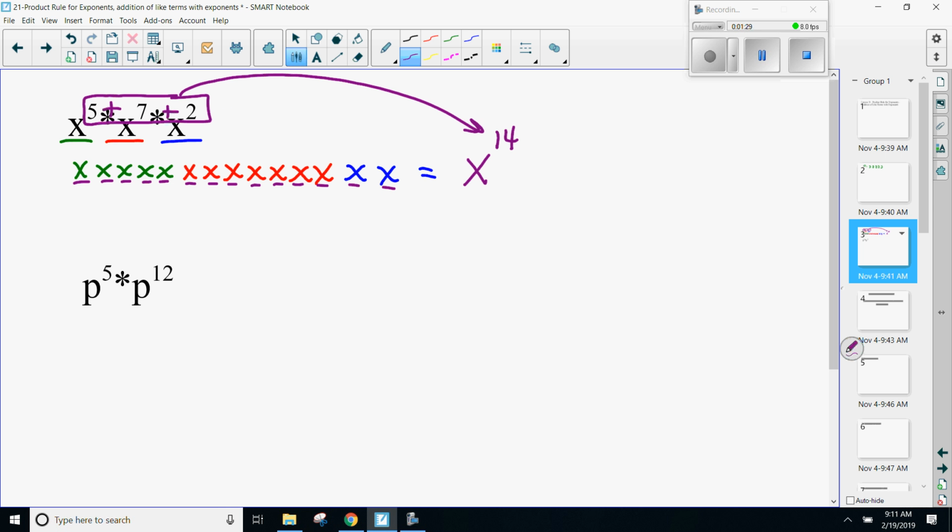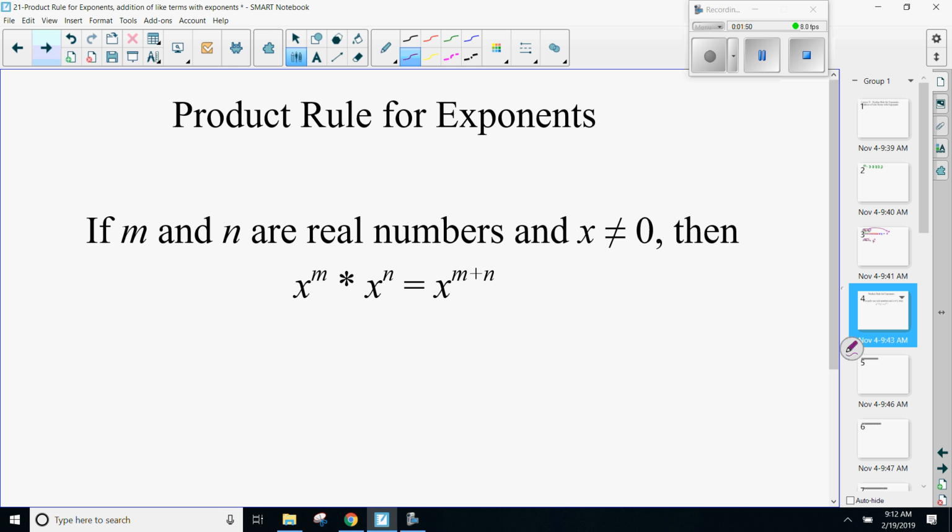So if I look at the next one, this is equal to p to the 17. You add 5 and 12 together, and that gives you 17. So if you multiply these bases, you add the exponents. The product rule for exponents, sometimes you see it like this: x to the a times x to the d says that your answer is x to the a plus d. Get it? Add the exponents.